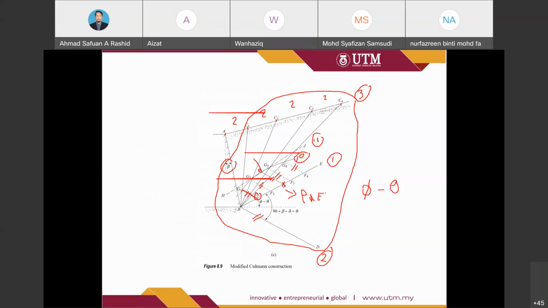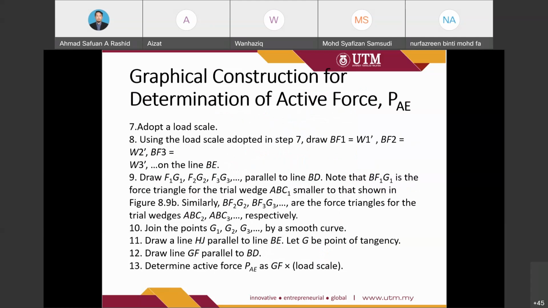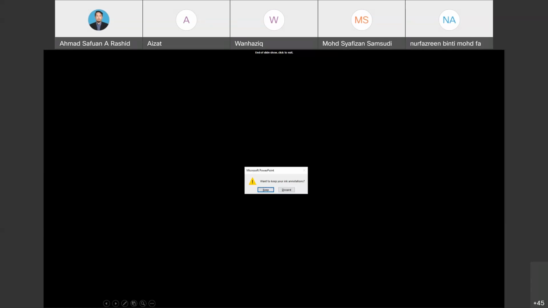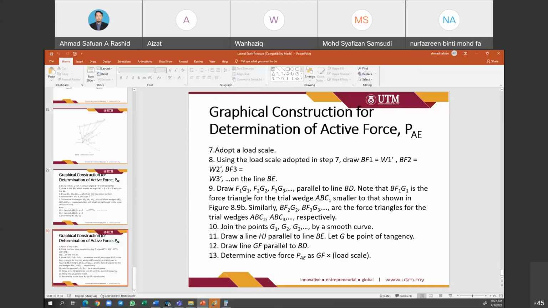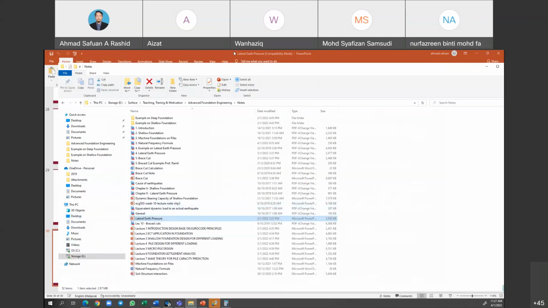It's a little bit complicated to understand, but if you follow the procedure, I guess you can get the value for the PAE based on the graphical methods. So that is the PAE value. I will show you one example. However, this example is related to the static approach. Let me share the example based on the static approach.